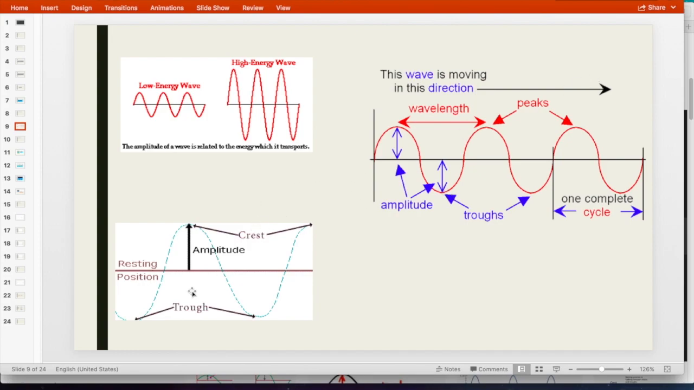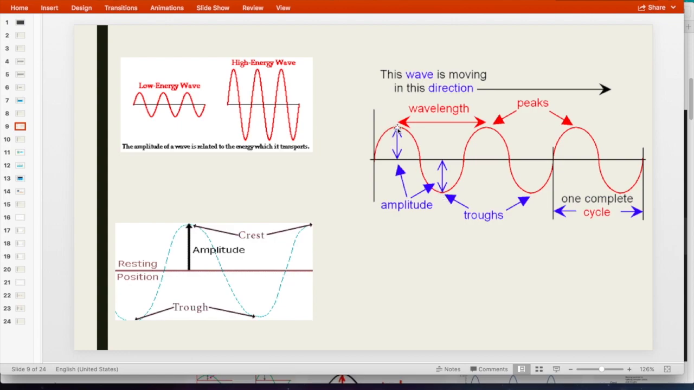Sometimes we call the peaks crests instead. That's also an acceptable term. Sometimes people will claim that the amplitude of a wave is measured from the peak to a trough, all the way up here to all the way down here. That's incorrect. Remember what I said the definition of amplitude was. It is the distance, the maximum distance, away from the equilibrium position. So you could measure up to a crest or down to a trough. That would be the amplitude.